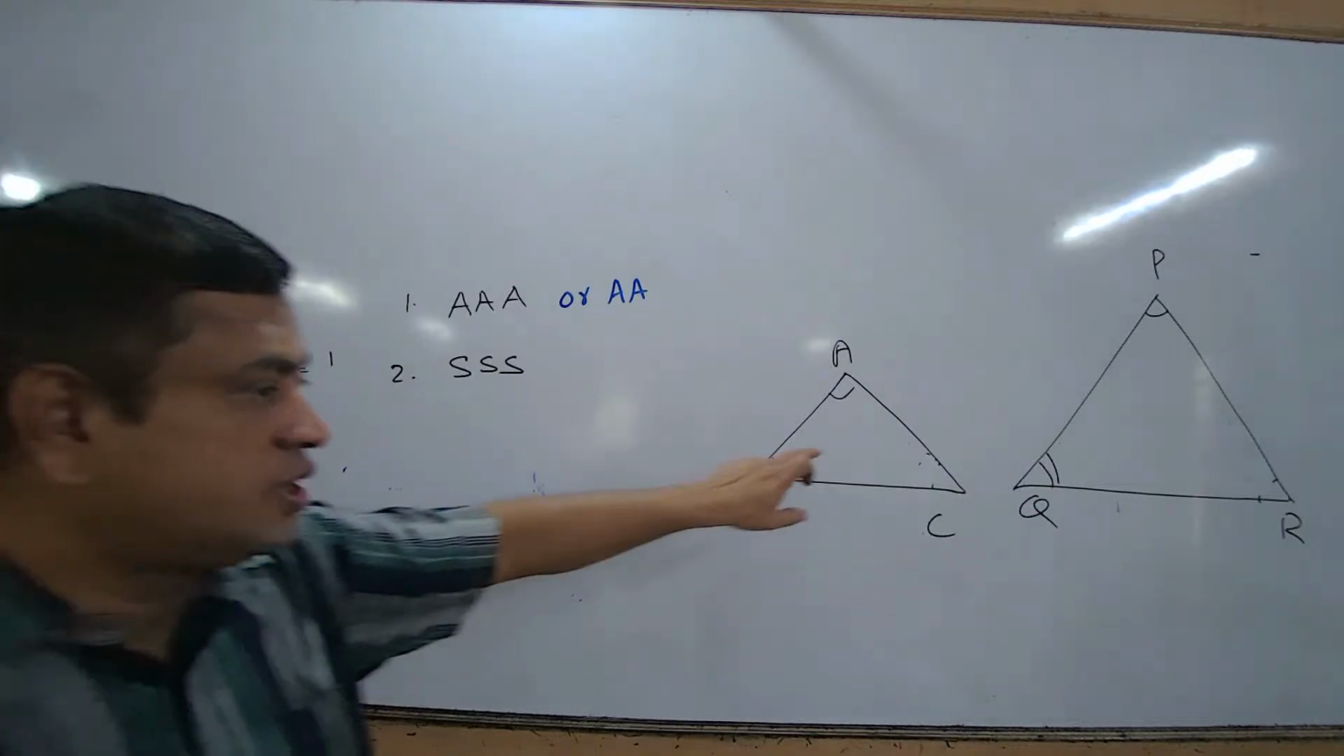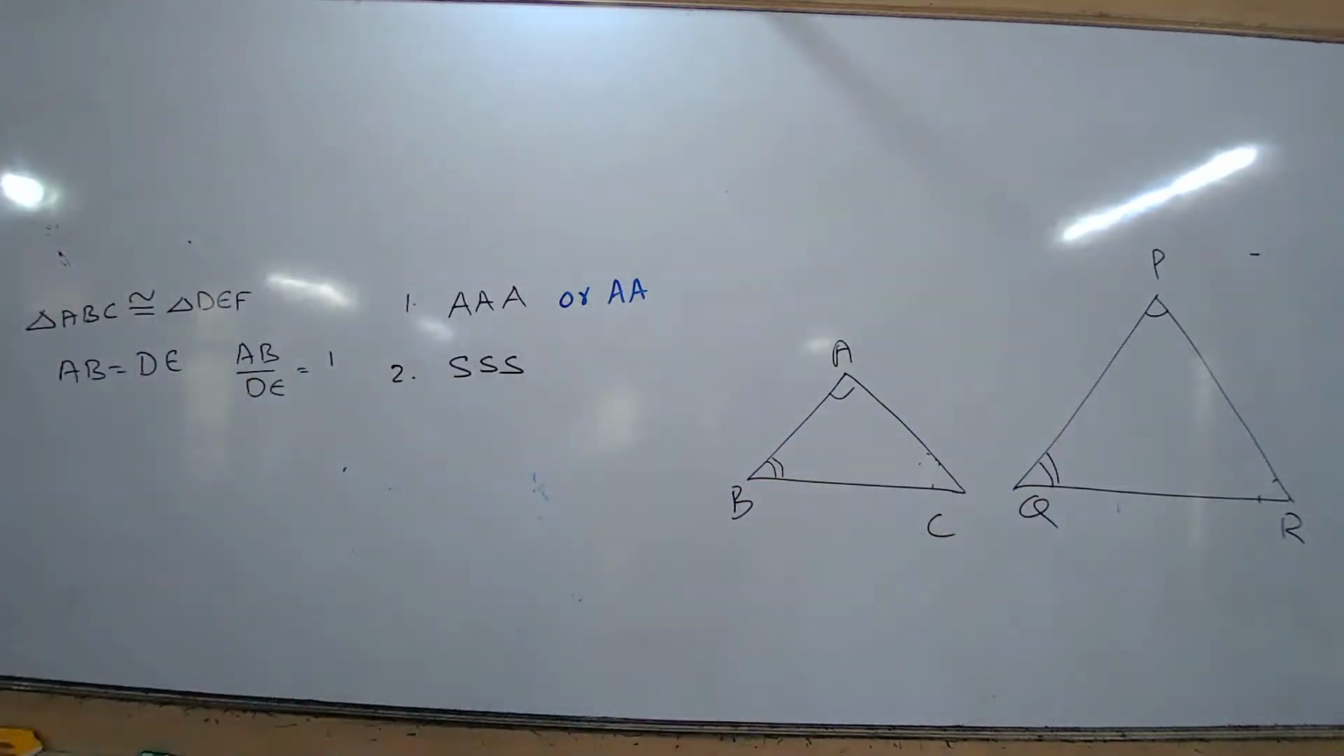We need to prove triangle ABC similar to triangle PQR by SSS similarity. So what should be given? Not AB equal to PQ, but the ratio AB divided by PQ will be equal to BC divided by QR will be equal to AC divided by PR. Understood or not? We need all three ratios.